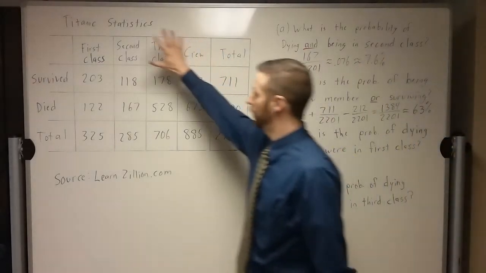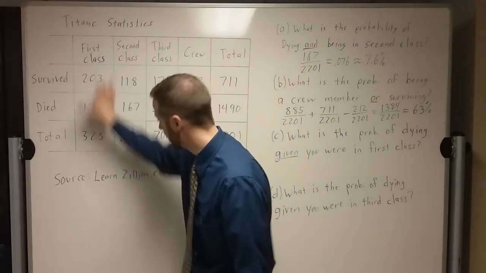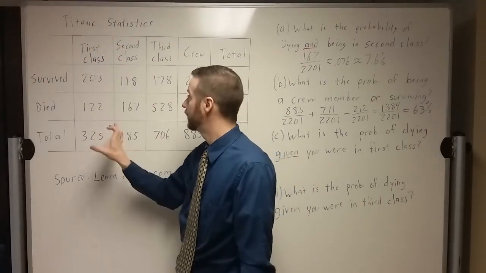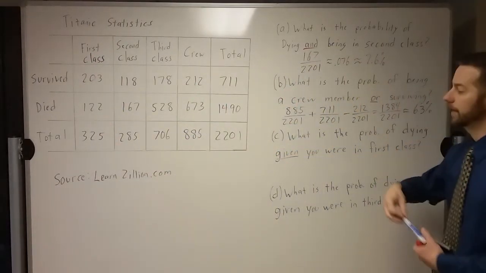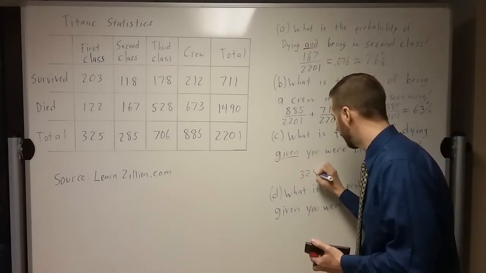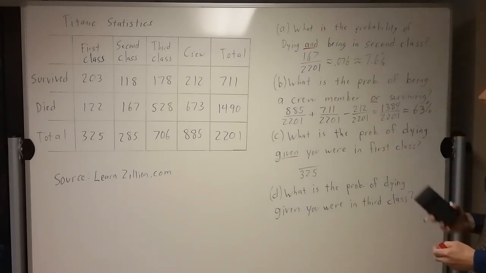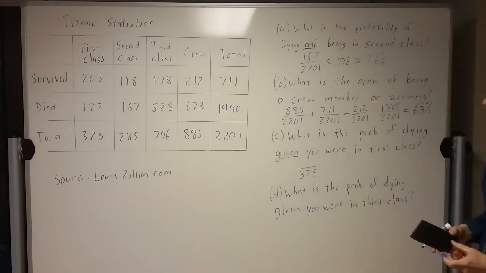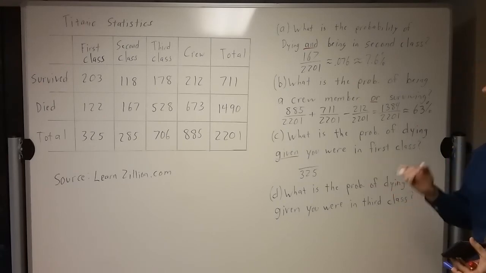So the rest of this over here becomes useless to us. We're looking at this column and that's it. Our total number of first class people, because it's given that you're in first class, is 325. We're not looking at the whole group, we're only looking at the 325 in first class. It says, what's the probability of dying given that you were in first class? So of those 325 first class passengers, how many died?